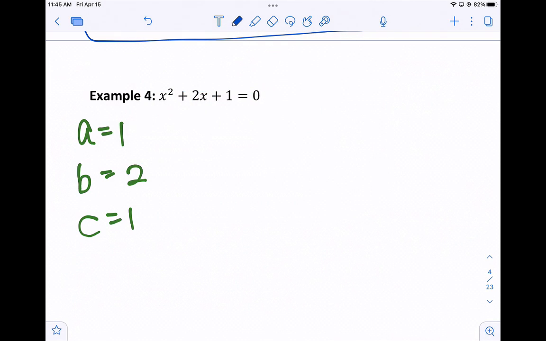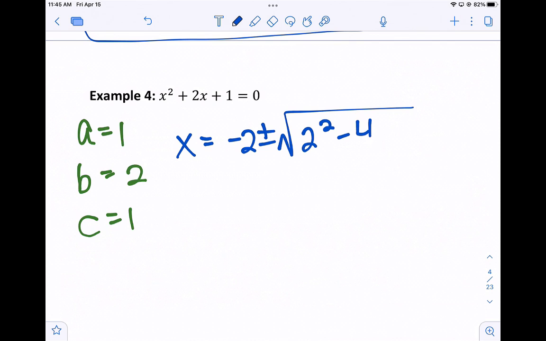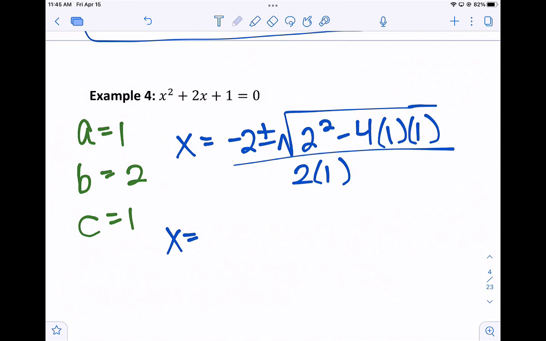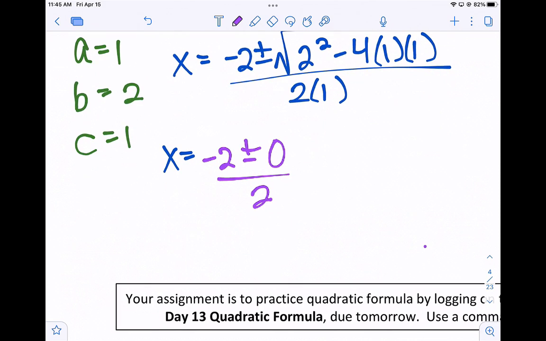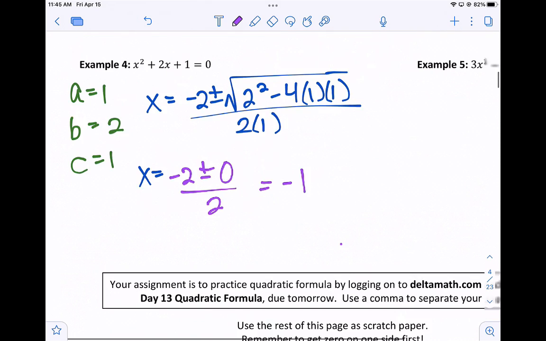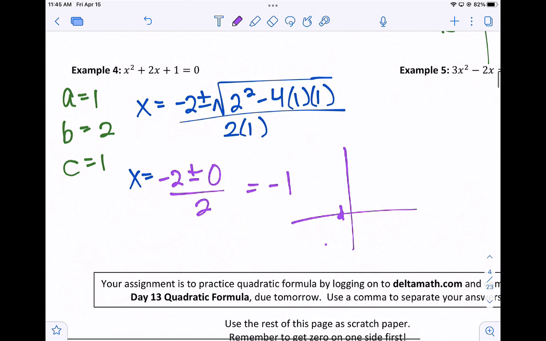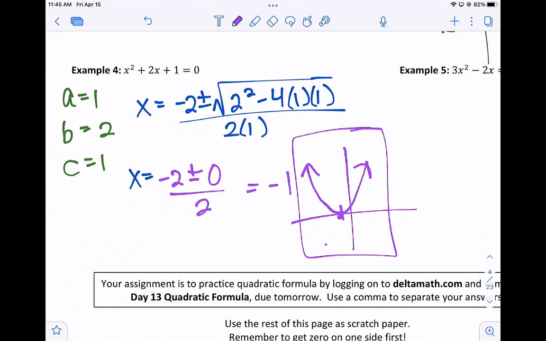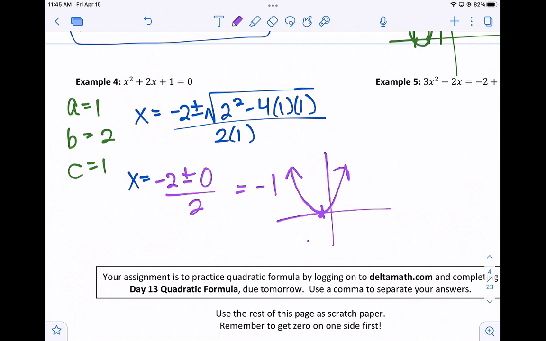Plug into quadratic formula. X equals opposite b plus or minus the square root of b squared minus 4ac all over 2a. All right, so negative 2 plus or minus 2 squared is 4. 4 minus 4 is 0. Okay, so this one, plus or minus 0, is going to get us the same thing. So this one only has one answer, negative 1. If we were to graph it at negative 1, it just crosses once. So sometimes you will just get one answer because your parabola can cross the x-axis at one spot.